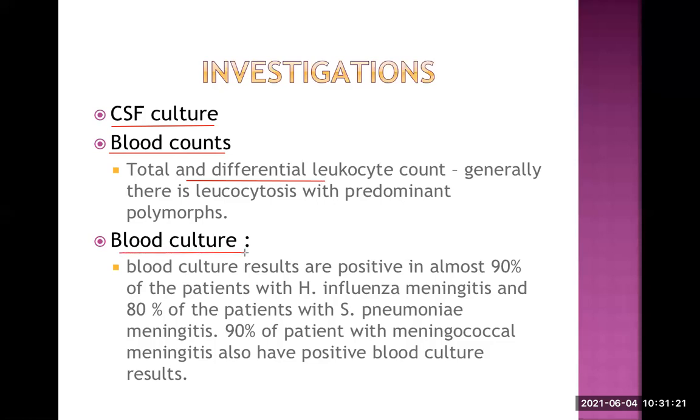Blood culture is also done because the hematogenous route is one of the most important ones for meningitis. Blood culture results are positive in almost 90% of patients with Haemophilus influenzae meningitis and 80% of patients with pneumococcal meningitis. This is a high percentage. 90% of patients with meningococcal meningitis also have positive blood culture results.